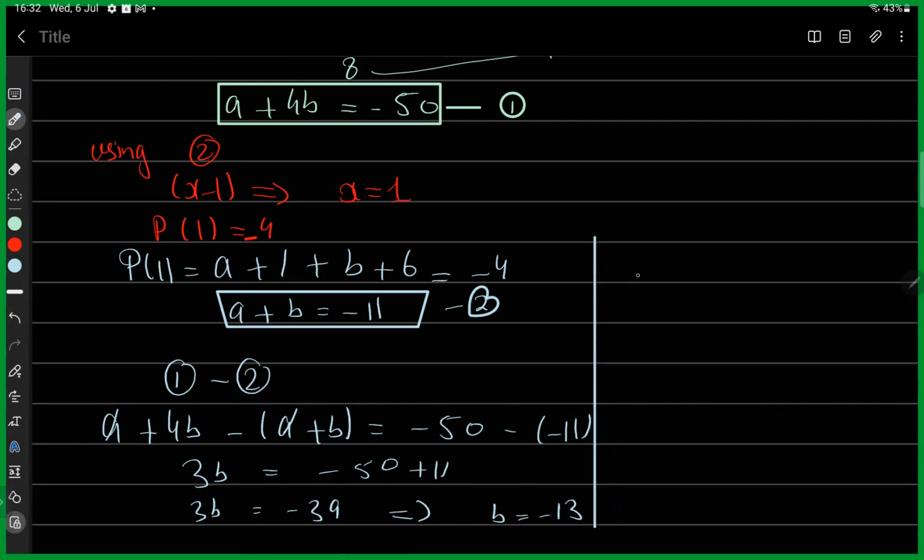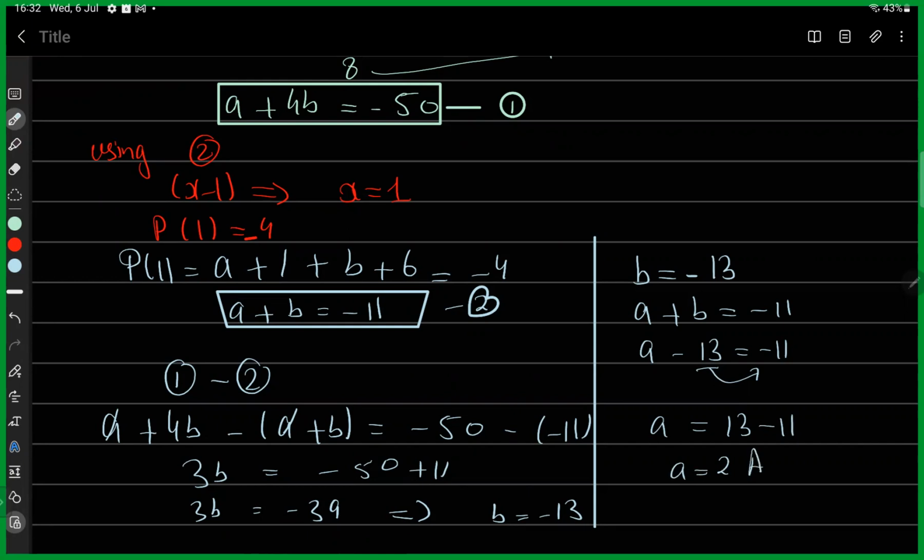Now we have b equals minus 13, and a plus b is minus 11. So we can just do it this way. It would give you a minus 13 equals minus 11. And now we can take this 13 to the other side, and it would give you a equals 13 minus 11. That is a equals 2. So finally, the question was about finding the values of a and b, and we got b equals minus 13 and a equals 2.